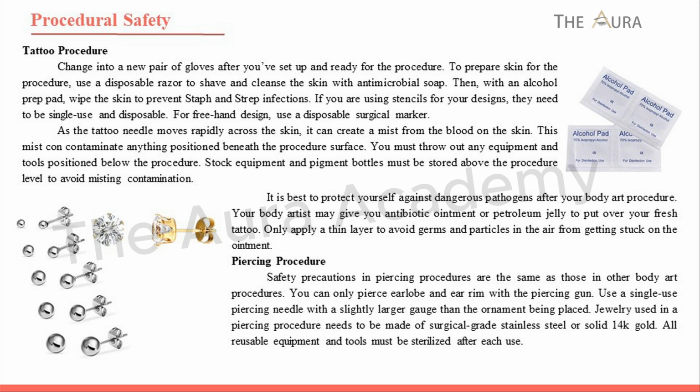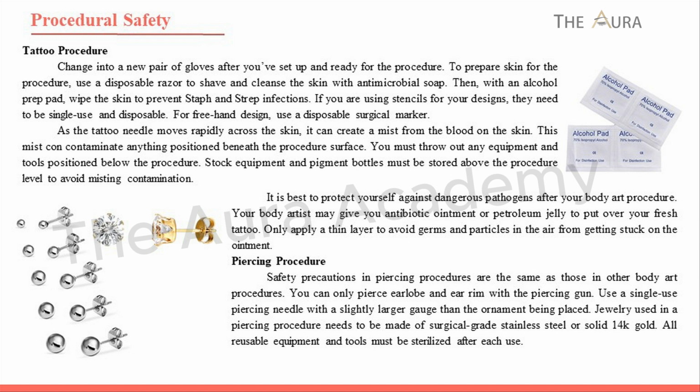Tattoo procedure. Change into a new pair of gloves after you've set up and are ready for the procedure. To prepare skin for the procedure, use a disposable razor to shave and cleanse the skin with antimicrobial soap. Then, with an alcohol prep pad, wipe the skin to prevent staph and strep infections.